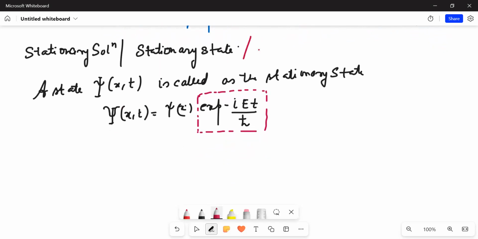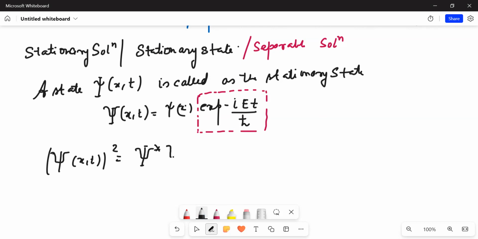Okay, so this is at times referred to as a stationary state, stationary solution, or even separable solution from the method of separation of variables. Now, just understand that if I want to take the norm of this, which certainly will not contain any time dependence, because it carries the term e to the power minus iEt upon h-bar. So finding the norm of this wave function, the time dependence cancels out, or drops out.